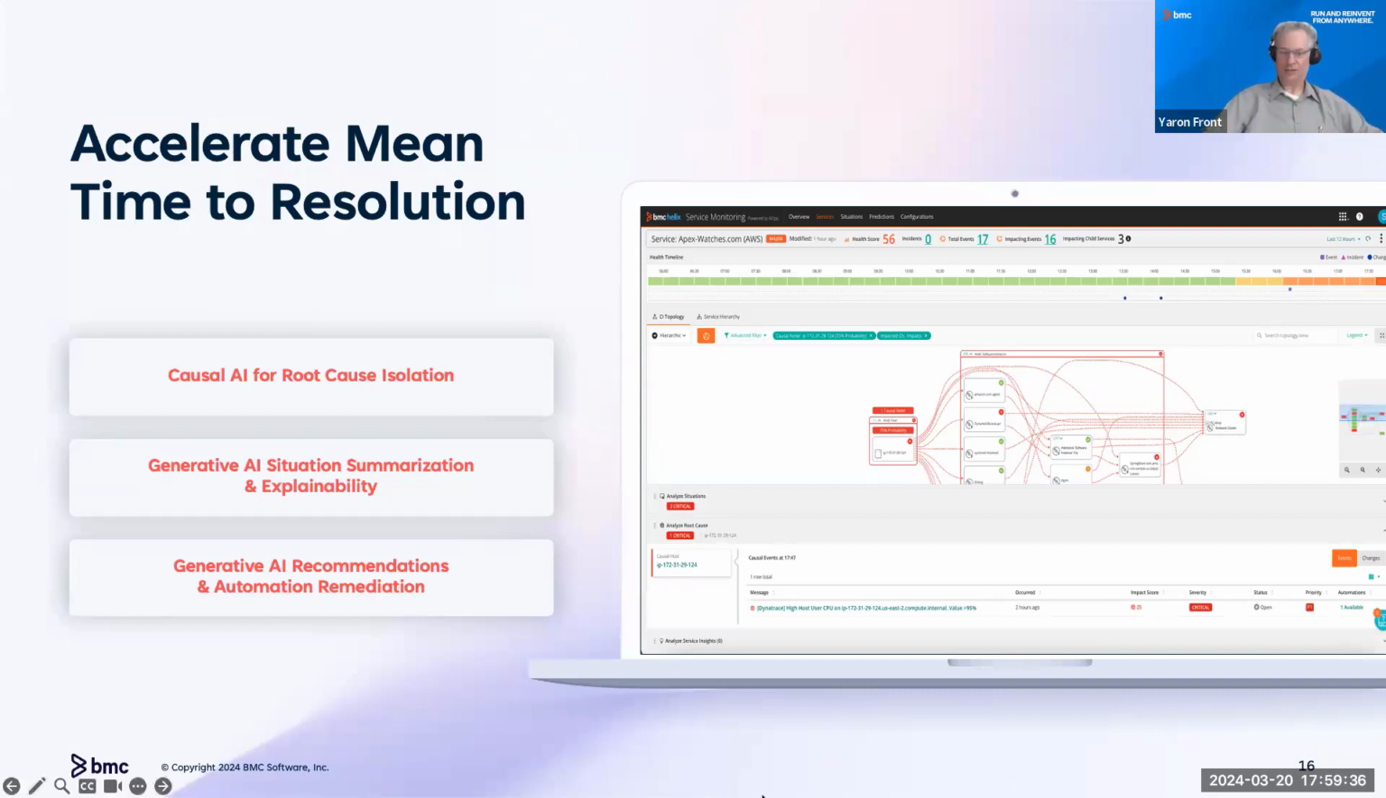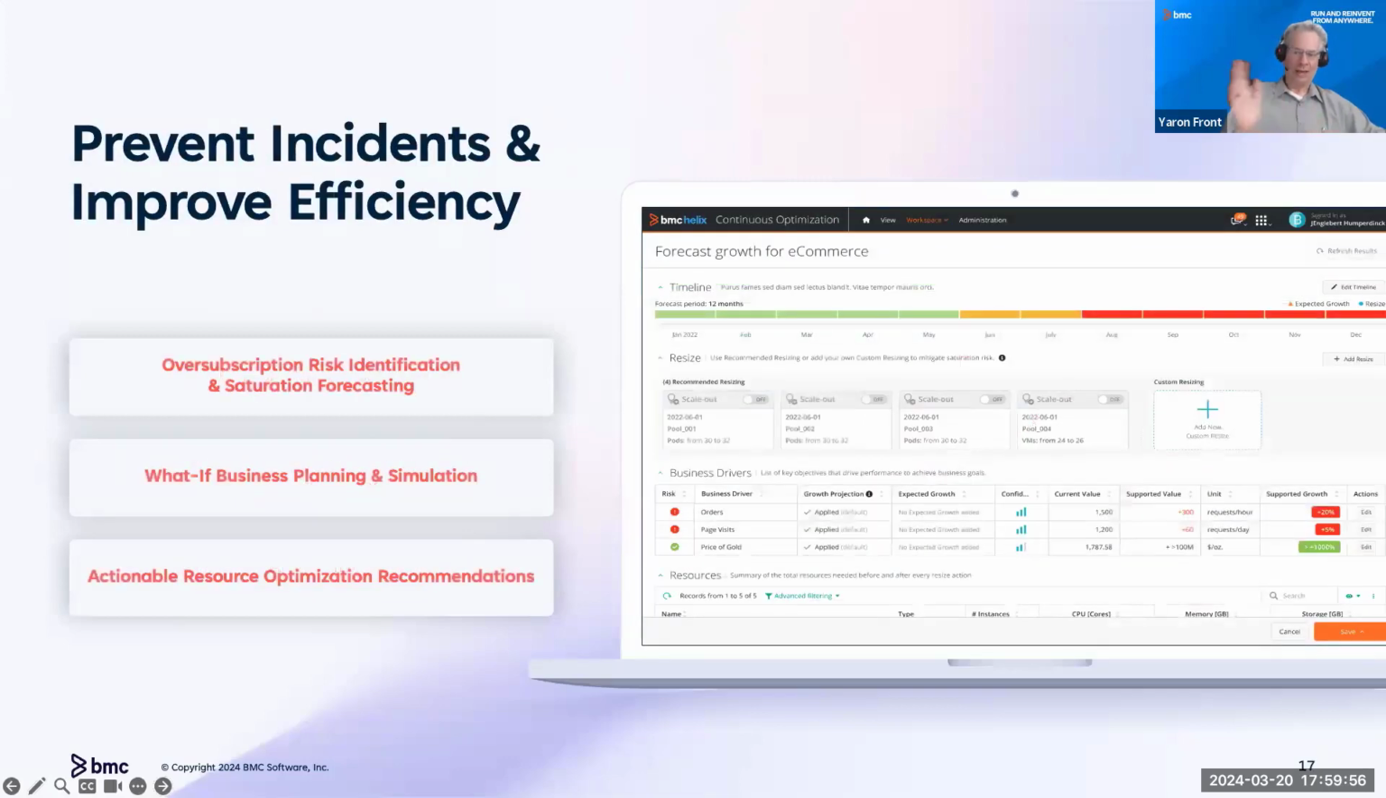And last but not least, automated remediation. Again, the ability to look in the past, to read things like service tickets, to read what the people who have taken care of this problem in the past have written in the ticket in human language, to know what they should do next. And last is a predictive part of it, which is preventing incidents and improving efficiencies.